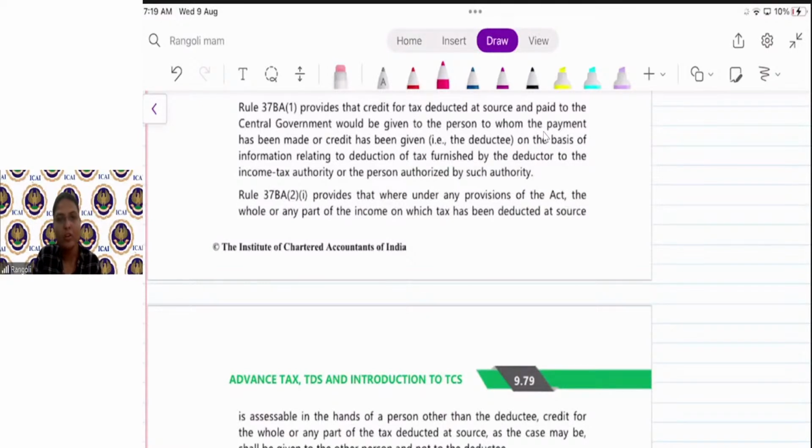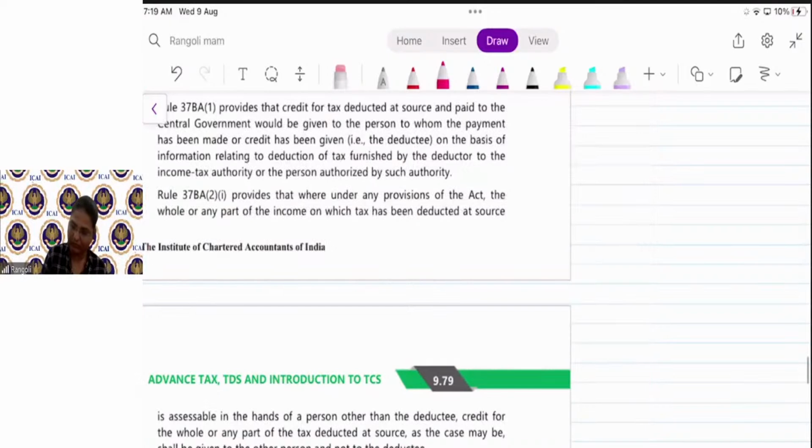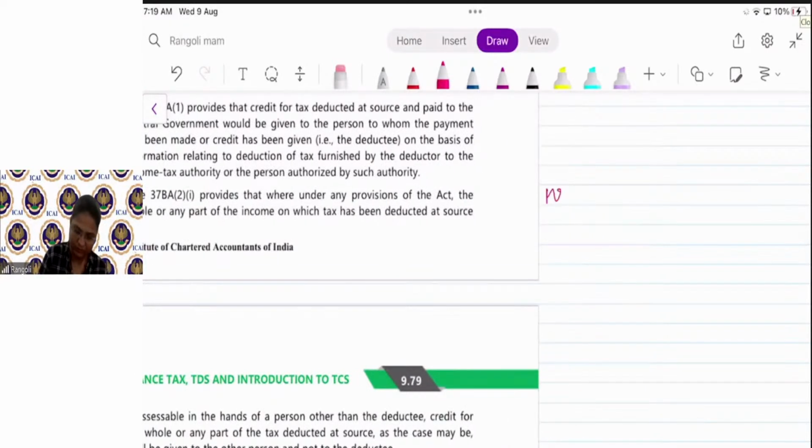Now, for example, you have already studied the provision of clubbing. In clubbing, say for example, Mr. X has given 20 lakh rupees to Mrs. X. Okay. And Mrs. X has deposited this 20 lakh to the bank as fixed deposit. And Mrs. X will earn 2 lakh as interest.